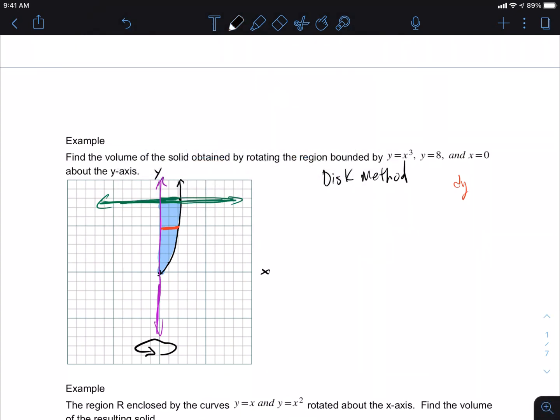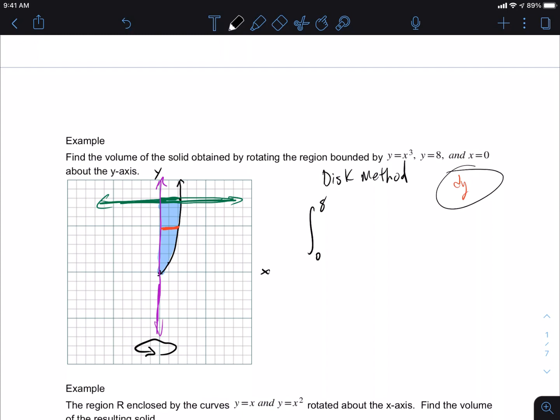Now, since it's a dy, my integral is going to have to go from where to where? From 0 to 2? Those are x's. It has to go from 0 to 8, because we are talking about dy, and so the variables that we're going from are the y's. Does that make sense, Daniel?